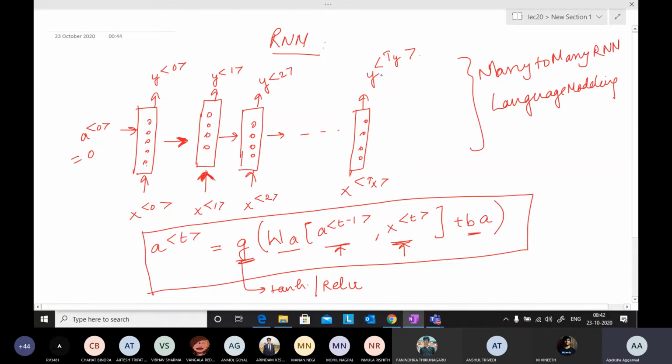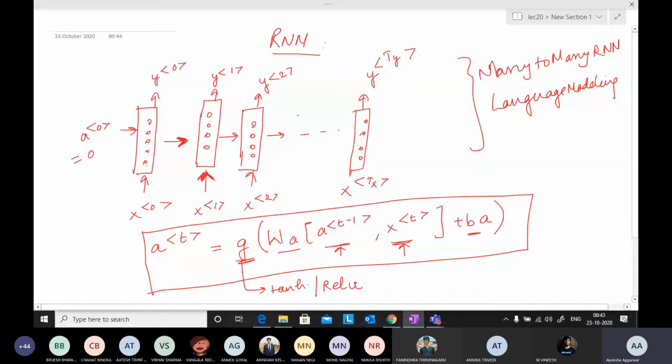Sometimes we have only one output. For example, in sentiment analysis, we give a positive or negative sentiment as output. So that is many to one. Many inputs are there, meaning we have a text consisting of a set of words, and output is sentiment, whether it's positive or negative. That is an example of many to one architecture.